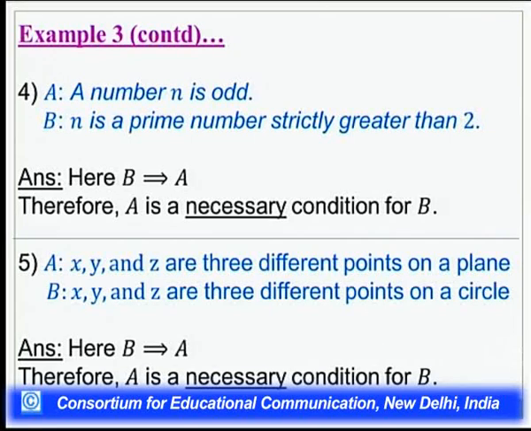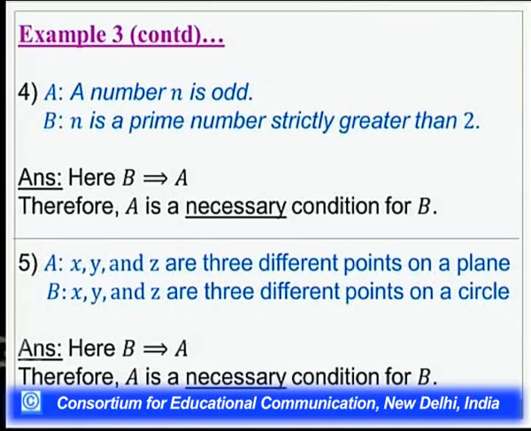Right. If proposition A is a number n is odd and proposition B is a number n is a prime number strictly greater than 2, here we'll have that B implies A, because you could also have a number like, let's say 9. So for example, it is an odd number, but it is not a prime number. So we can't have A implies B, but definitely if we have a prime number which is strictly greater than 2, then we'll say that the number is odd. And in this case, therefore, because B implies A, A is a necessary condition for B.